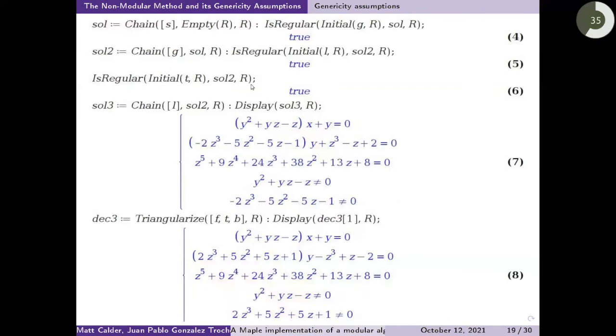And now we can check that the initial of G is going to be regular mod S. The initial of L is going to be regular mod S and G. And the initial of T is going to be regular mod S and G. Now we can finally see here that if we compute the regular chains generated by S, G, and L, we will have the same output as the triangularize with input F, T, and B.